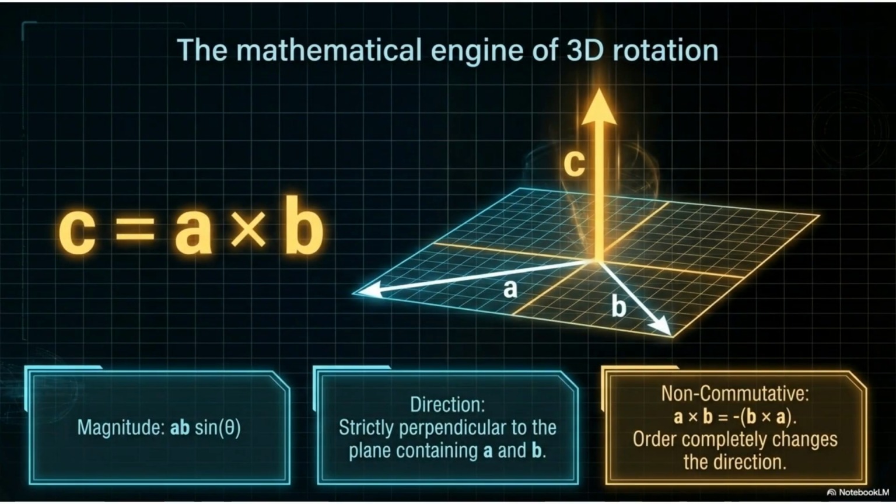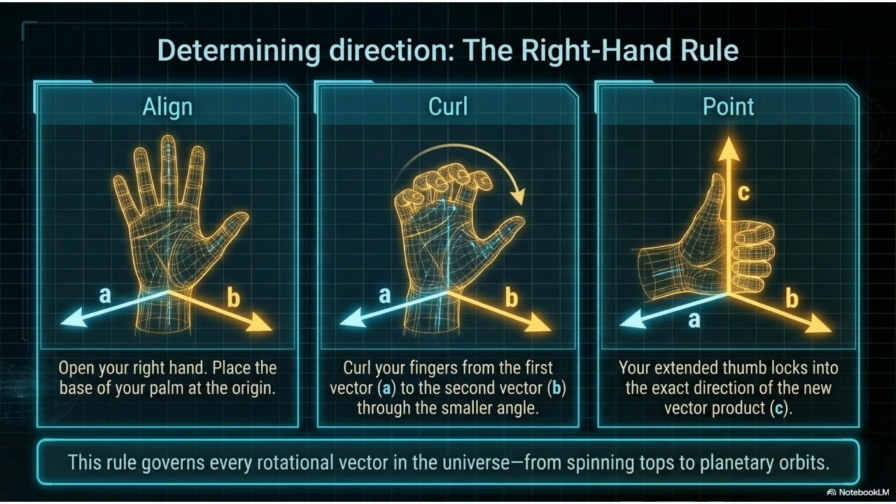To understand 3D rotation, we use the vector cross product. This mathematical engine defines a new vector that is perpendicular to the plane of the two original vectors. Importantly, it is non-commutative, meaning the order of operation determines the direction. We determine the direction of this rotation using the right-hand rule. Align your palm with the first vector, curl your fingers toward the second, and your extended thumb points in the direction of the resulting vector. This governs all rotational motion in the universe.